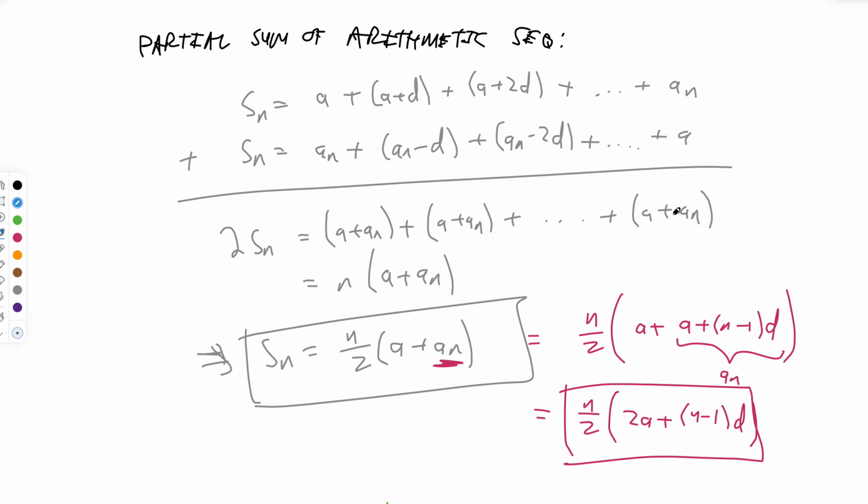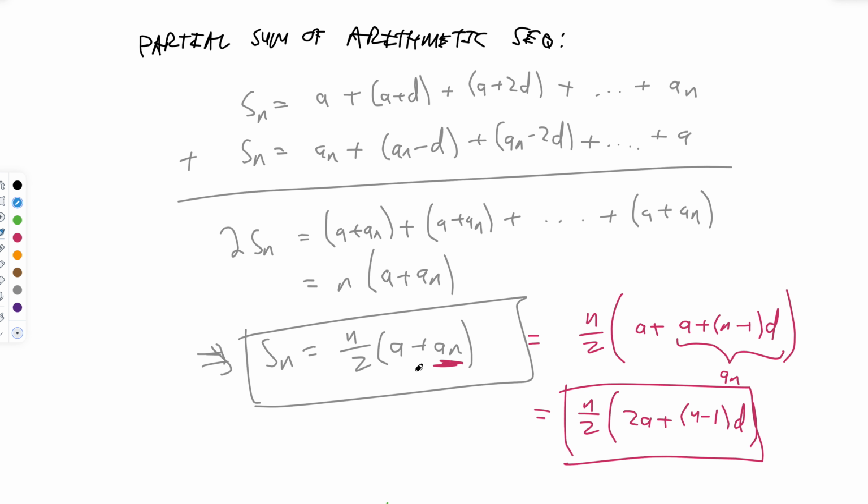And if you have n of those things, because you're going first term, second, third, all the way to n, so there are n columns, 1, 2, 3, 4, 5, all the way to n. You have n copies of a plus a sub n. And so your formula is just to divide by the 2 over here to get S sub n by itself. You get n over 2 times a plus a sub n. Cool. I have this formula for my partial sum.